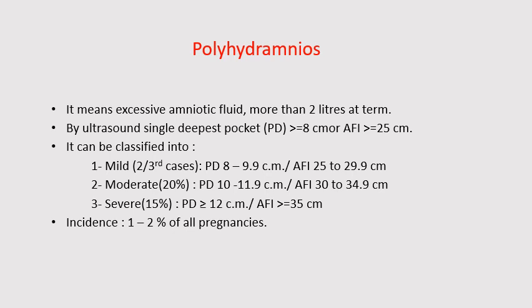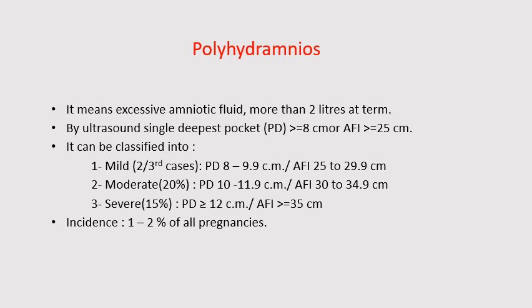Next, we come to polyhydramnios. This means an excess amount of amniotic fluid, roughly around more than 2 liters at term pregnancy. Ultrasonographically, when the single deepest pocket is more than or equal to 8 cm or the amniotic fluid index is more than or equal to 25 cm. There are 3 categories: mild, moderate and severe.